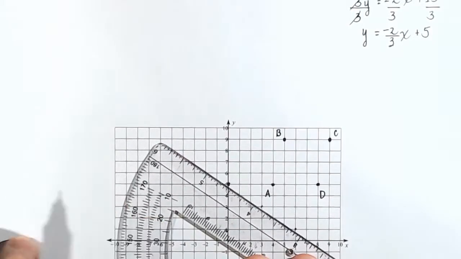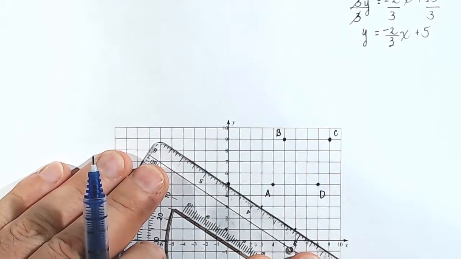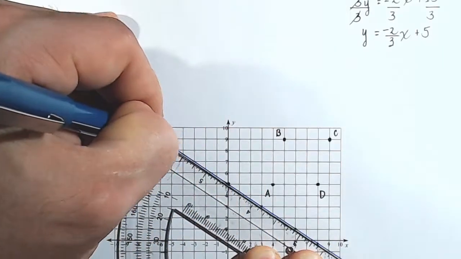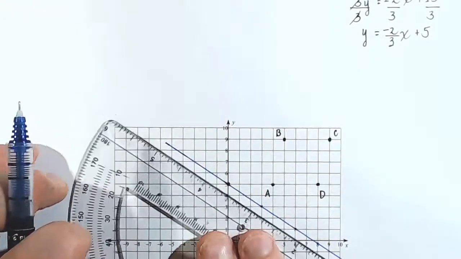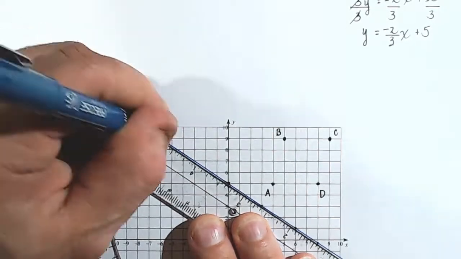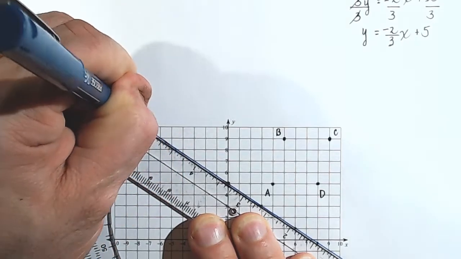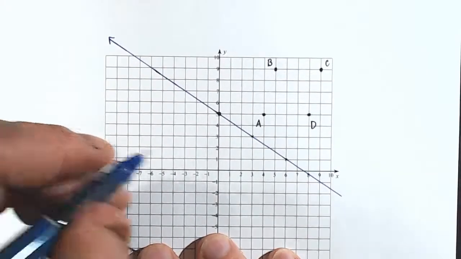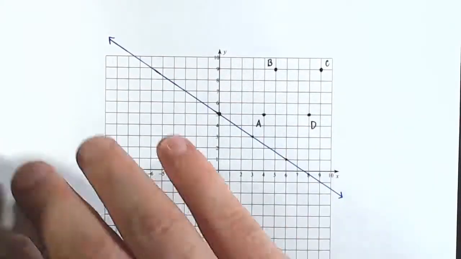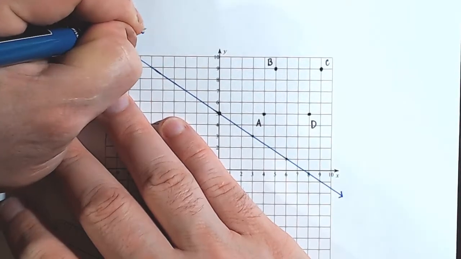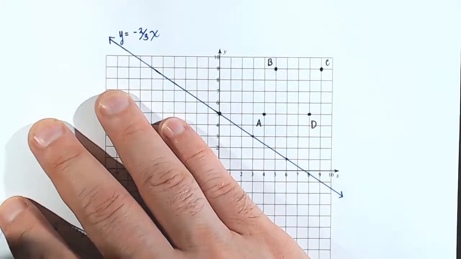And I think I'm going to draw this in blue. So this is the line of reflection. Okay, and I should probably extend that out as far as I can. So here is what we're working with now. And I should probably label this line y equals negative 2/3 x plus 5.